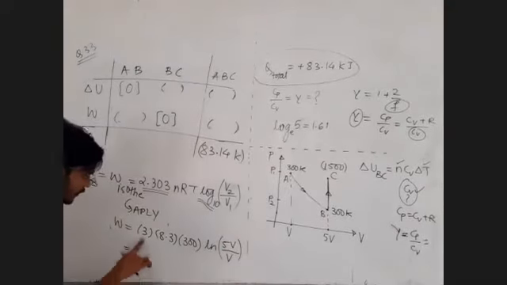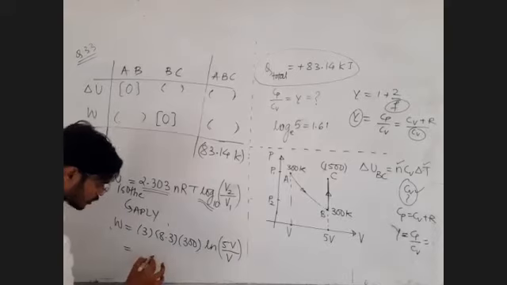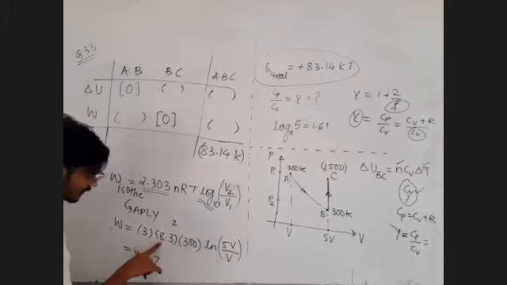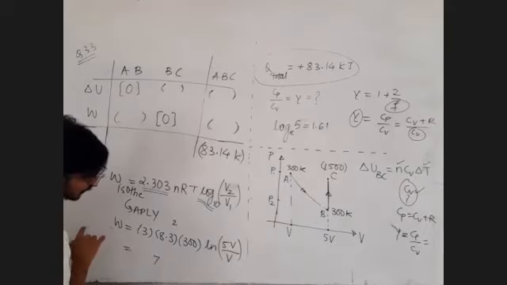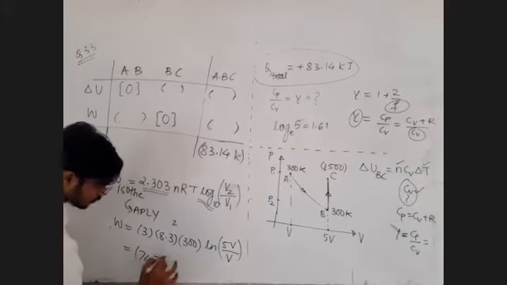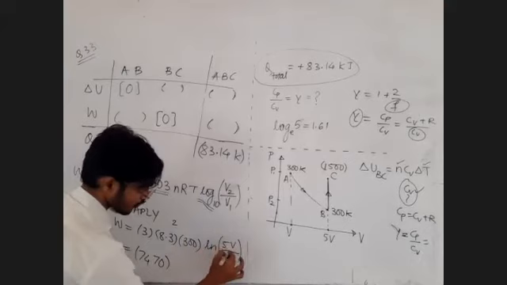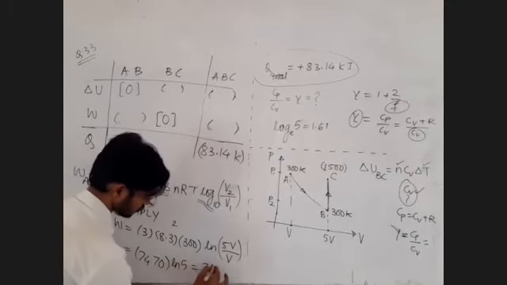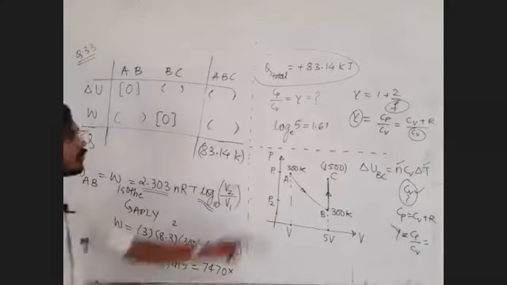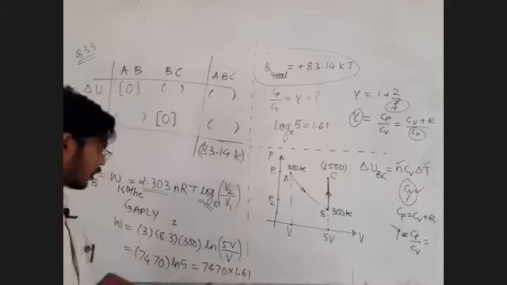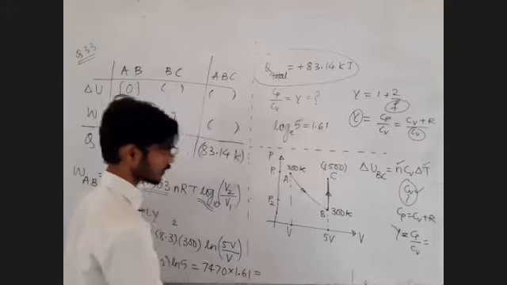What is that? 3 into 3 is 9. 9 into 3 is 27. Carry 2. 9 into 8 is 72 plus 2, 74. Then 00. ln V cancels. ln 5. What is ln 5? ln 5 is 1.61. Do this multiplication and tell me the answer.